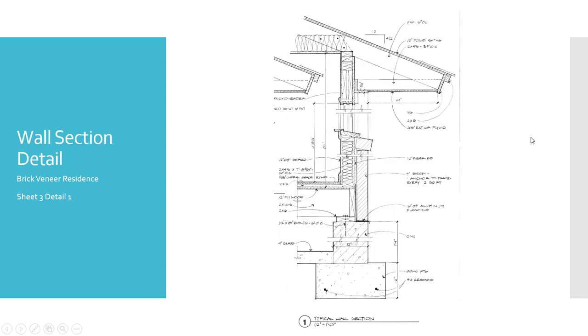Moving on to the last detail I want to talk about today. This is a wall section detail from the brick veneer residence. It's on sheet 3, detail 1. So pause your video and flip your sheets until you find that one. Let's start at the bottom. Again, I always like to do that when I'm reading details. And down here we see the foundation.